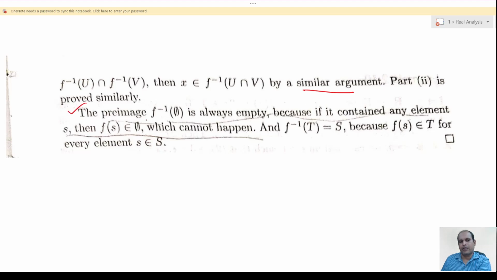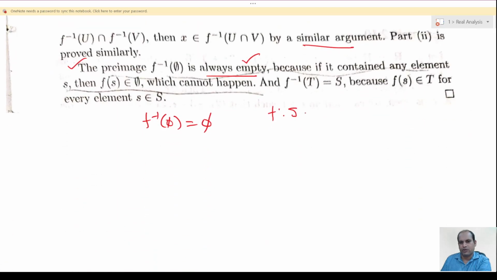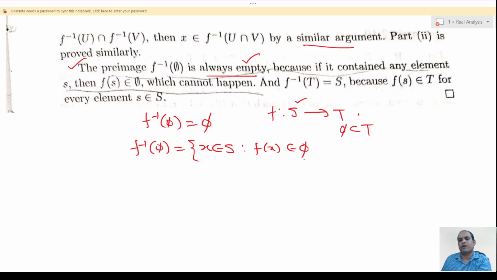Now, I have already explained that F inverse of phi is always empty. Why? F inverse of the empty set is always empty. In this case, we have taken the map F from S to T, and we are taking phi here. The empty set phi is a subset of every set. Now, F inverse of phi, as per definition, will be the collection of all those x from the domain, here S, such that its image Fx belongs to the empty set. Now, the empty set is empty, so it is not going to contain any elements. So, there is no x such that Fx belongs to the empty set, hence this collection is empty. This is the reason that under set theoretic inverse, the preimage of the empty set is always empty.